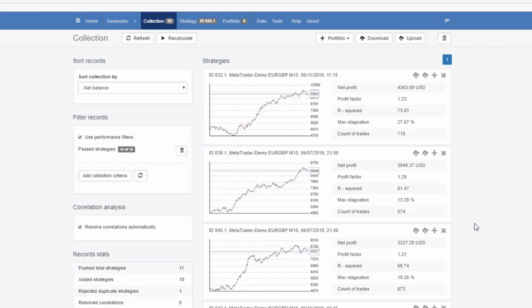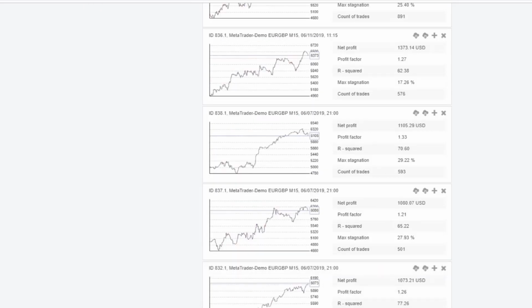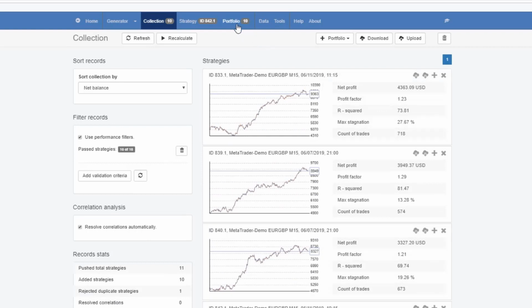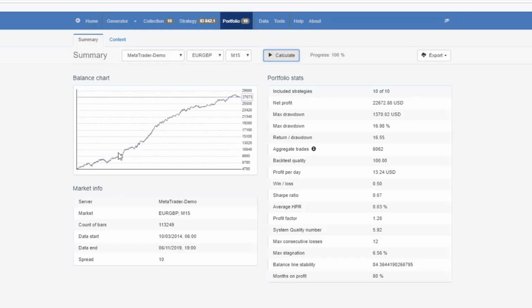So if I go back to EA Studio, you can see that next to the expert advisor for MT4 and MT5 buttons from where we export the strategies, we have this plus button which says add to portfolio. If I click on it, you will see that the strategy goes to the portfolio. Now let me click on all of the strategies from this collection, and these strategies will go to the portfolio. And the interesting thing here is that you will see the compiled backtest. I will calculate it and you will see what is the difference.